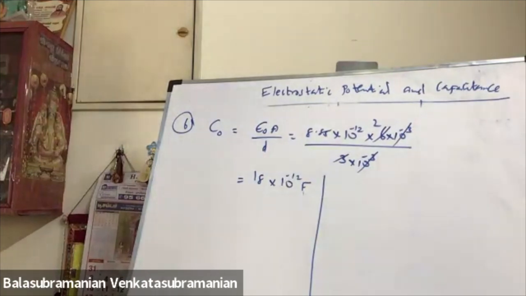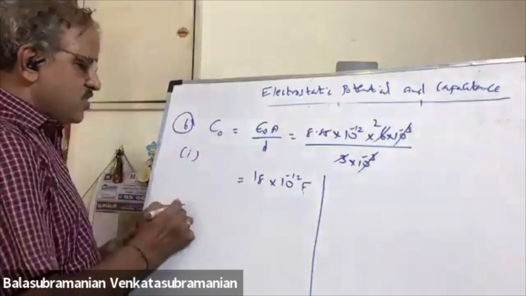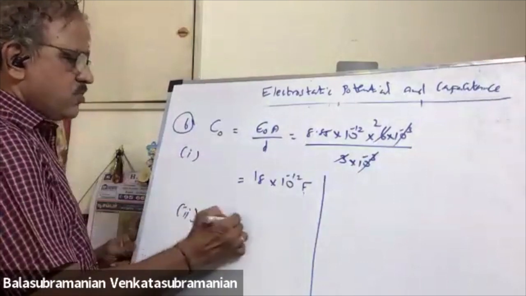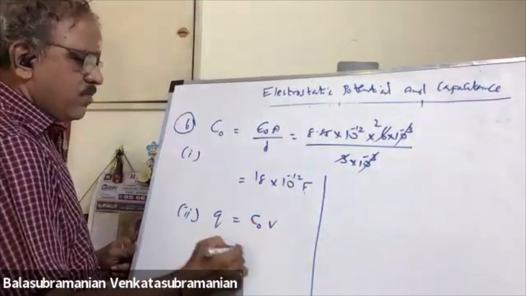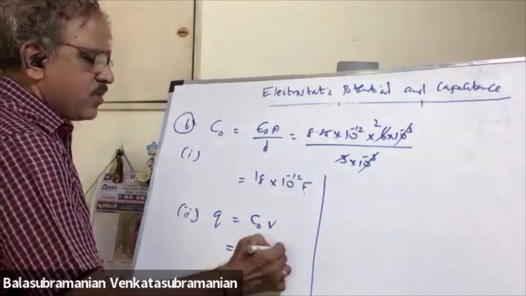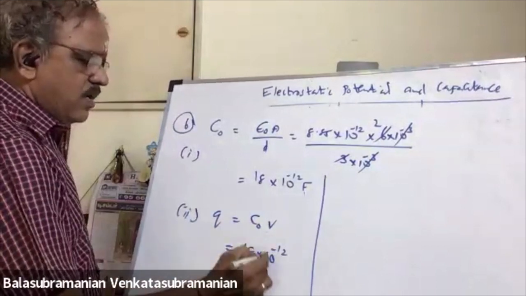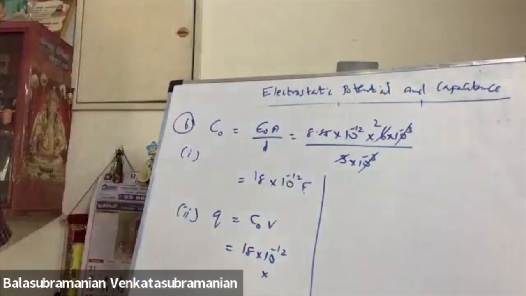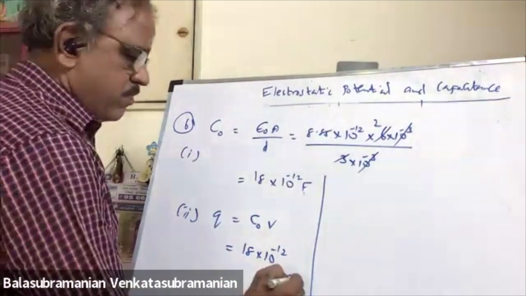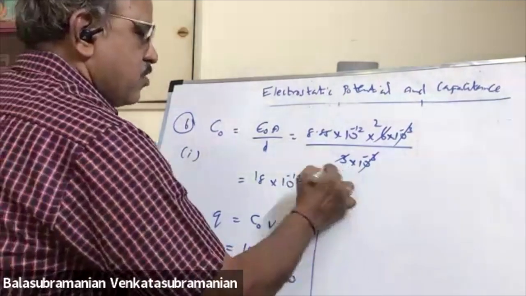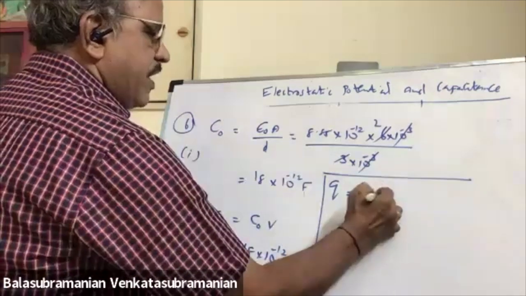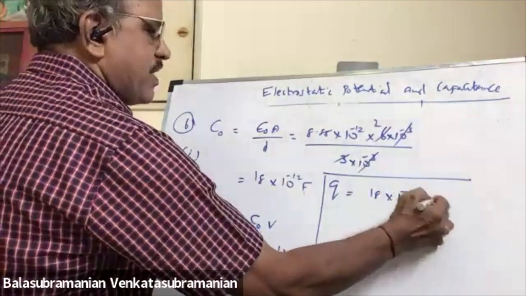Next, charge is asked. Q is equal to CV. 18 into 10 power minus 12, into the potential given as 100 volts supply. So I can write Q is equal to 18 into 10 power minus 10 coulomb.